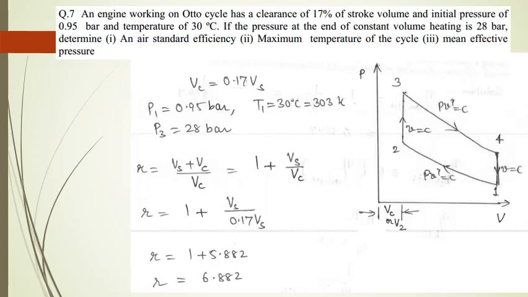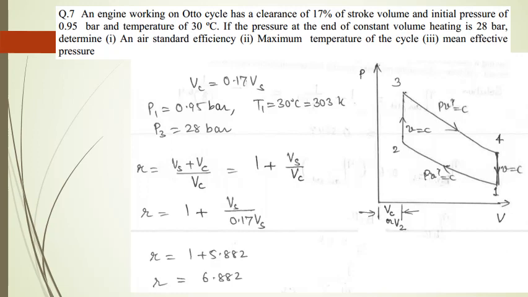Now as per the question given, Vc is equal to 0.17 of Vs, as it is given that clearance is 17% of the stroke volume. Now P1 is equal to 0.95 bar, T1 which is equal to 30 degrees Celsius is equal to 303 Kelvin, and P3 is equal to 28 bar, because it is written that the pressure at the end of constant volume heating is 28 bar, so it is nothing but P3.